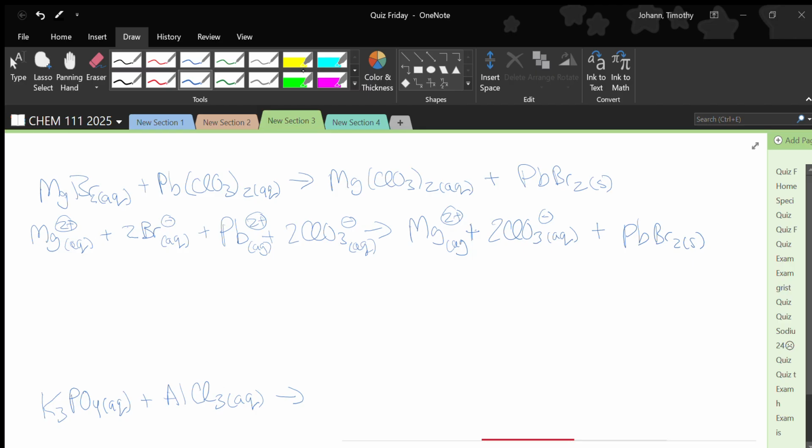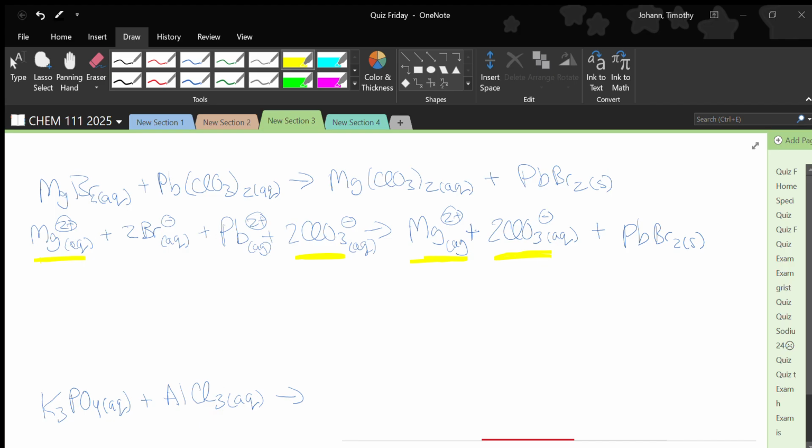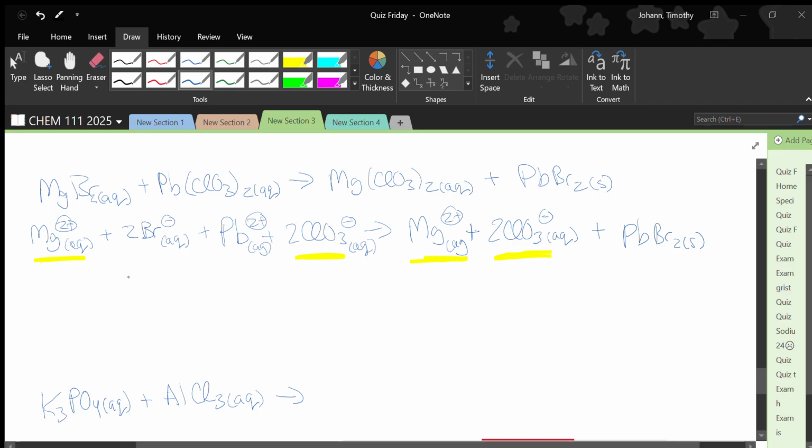Now, which of these are present the same on each side of the equation? Mg and the chlorate. Yeah, so Mg, I see that on both sides. And this chlorate I see on both sides, right? And they haven't changed. And then everything else is different. So that was my complete ionic equation we just drew. And these yellow underlined things are spectator ions. So I'm going to remove those spectator ions when I draw my net ionic equation.